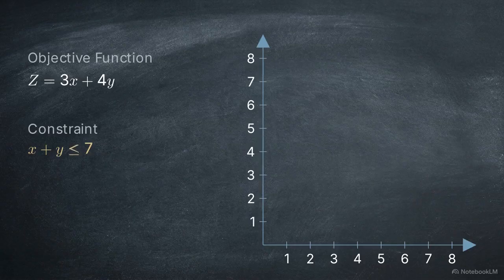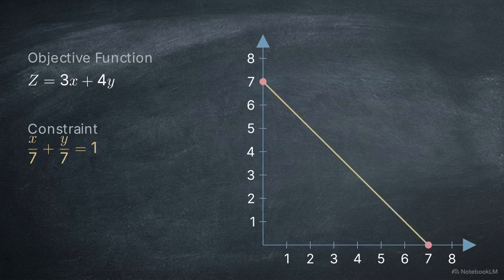To plot this constraint on a graph, we convert the inequality into a standard intercept equation. By dividing the entire equation by 7, we find where the line crosses our axes. Now we have exact coordinates. We plot 7 on the x-axis and 7 on the y-axis, connecting them with a solid boundary line.